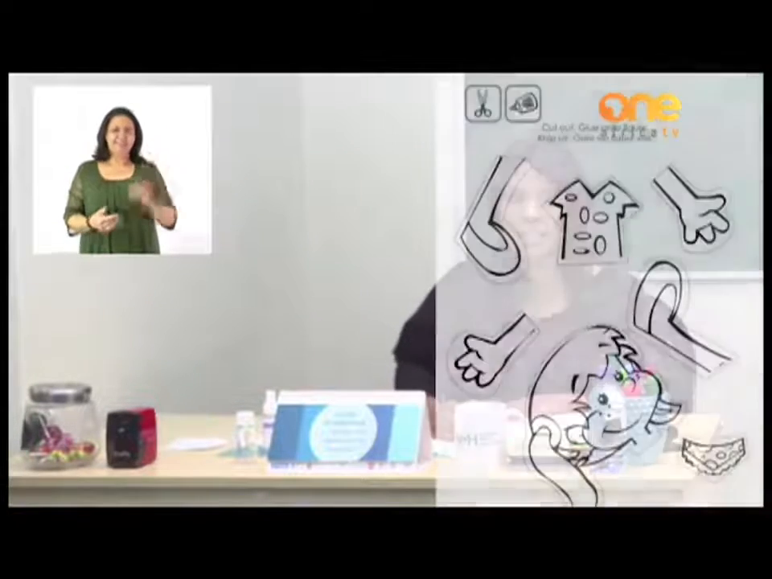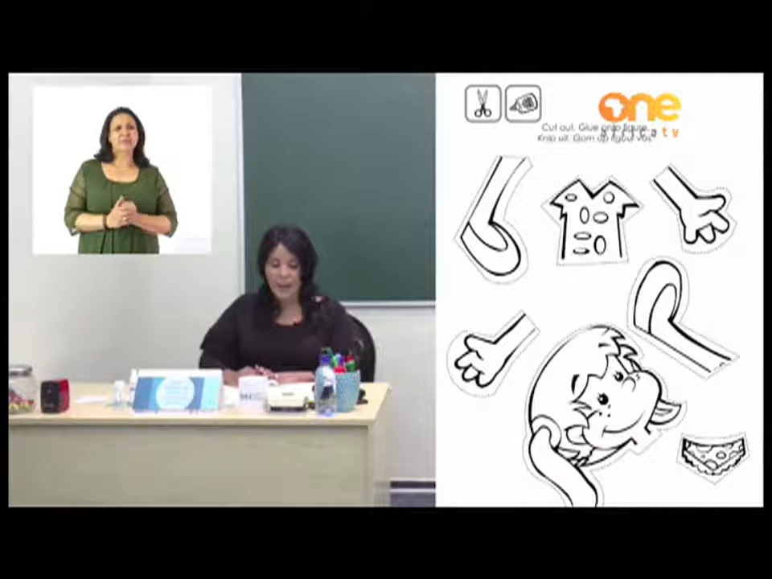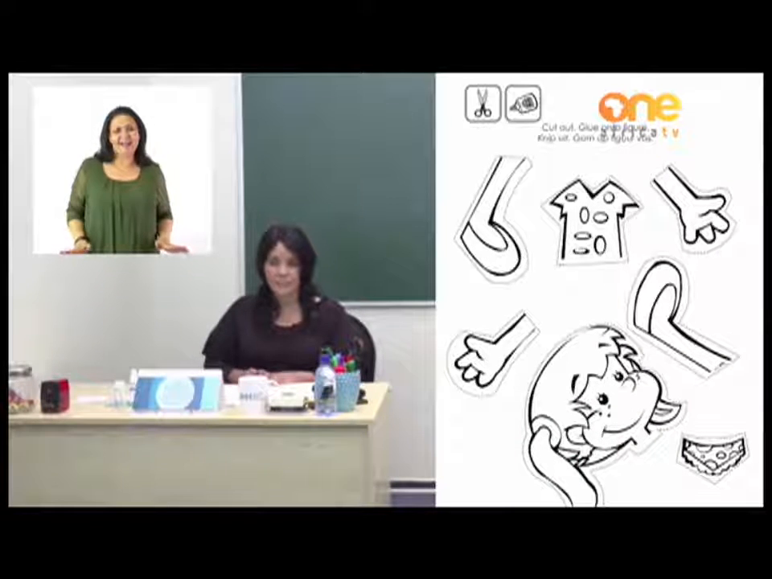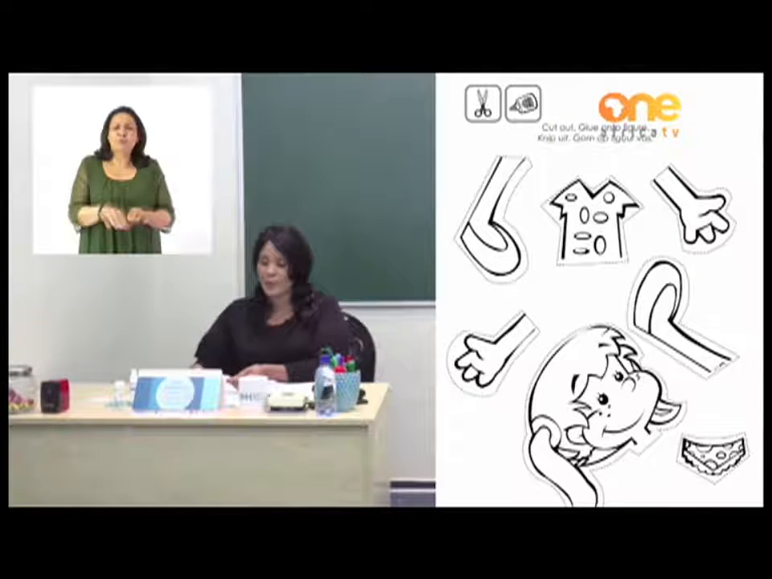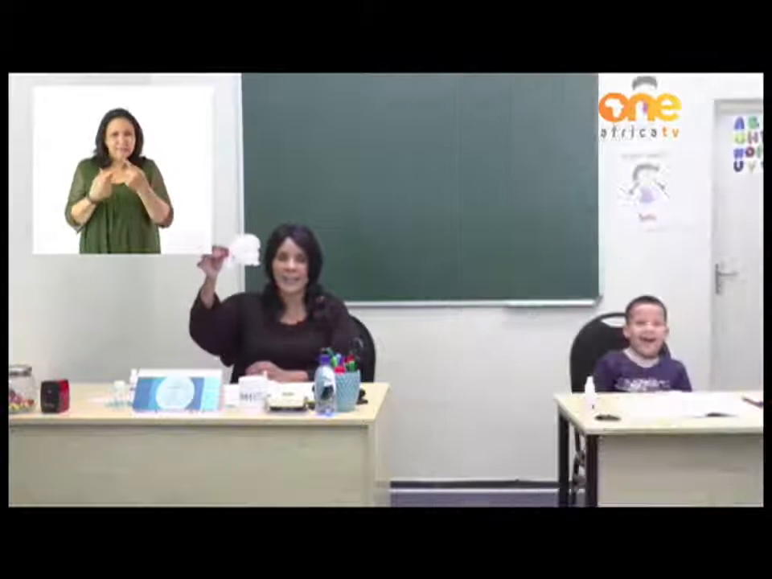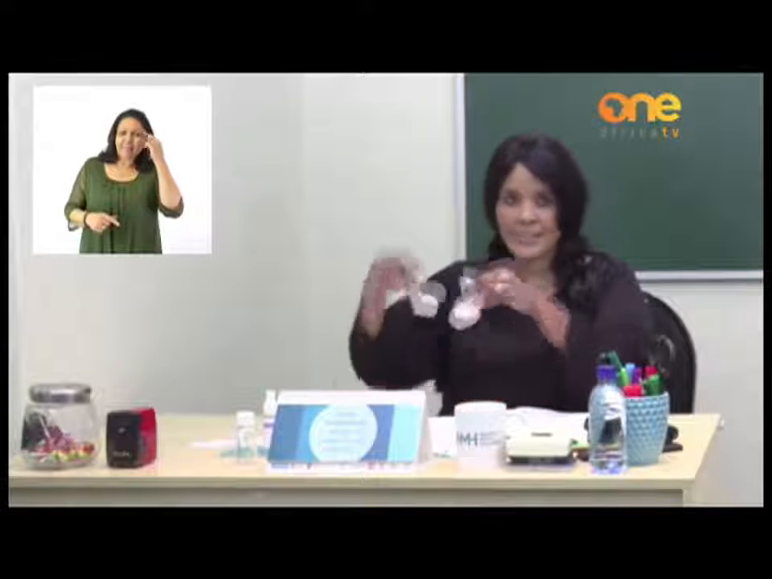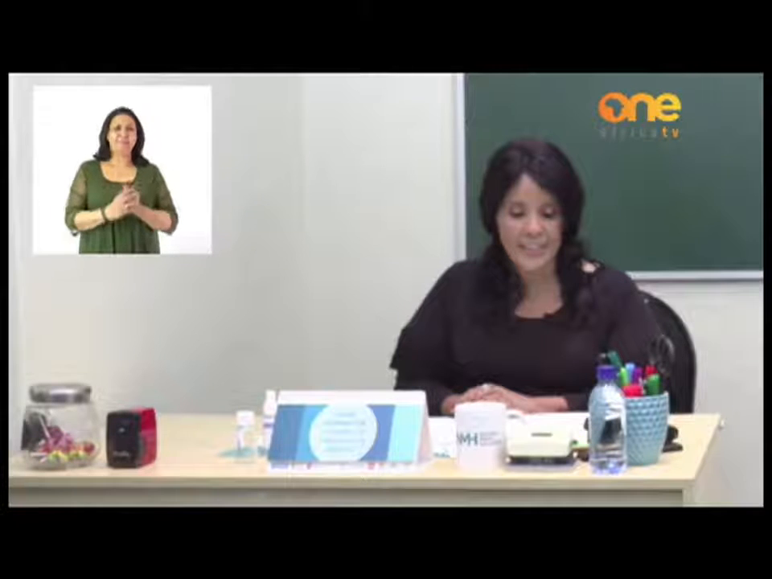Go to page 27. We have a picture of body parts of a girl. You do the same you did with the boy. You cut out the different body parts like I've done here. I've cut out the head. I've cut out the legs for the girl. I've cut out her shirt. And I've cut out the arms. Have you done it? Ask Mommy to help you because you are using a scissor.